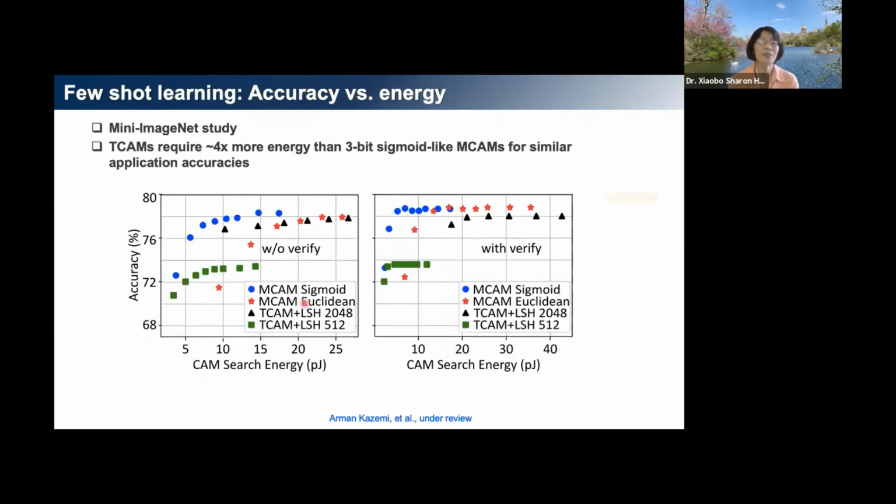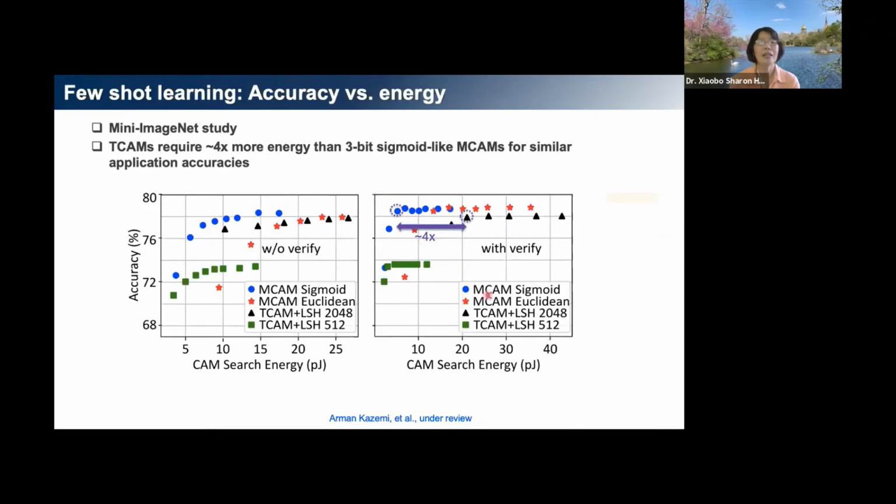And here is a reflection on the accuracy versus energy, search energy. Again, one is without verify, one is with verify. Similarly, you can see at approximately similar accuracy, the 3-bit MCAM has about 4x energy reduction compared to the Tcam-based design.